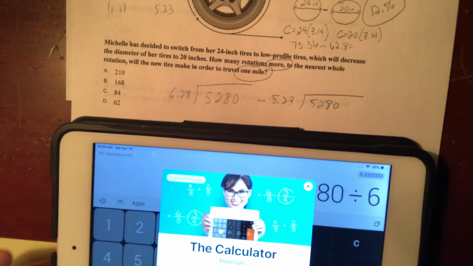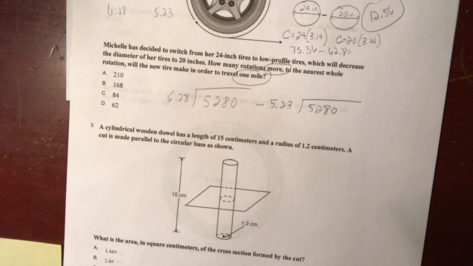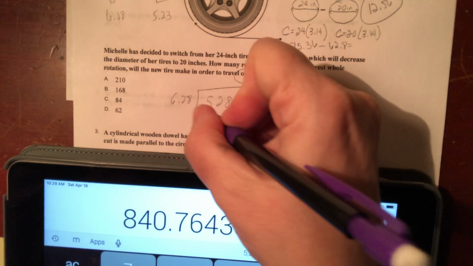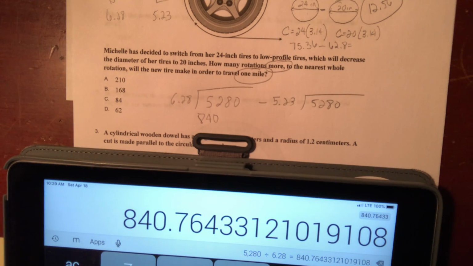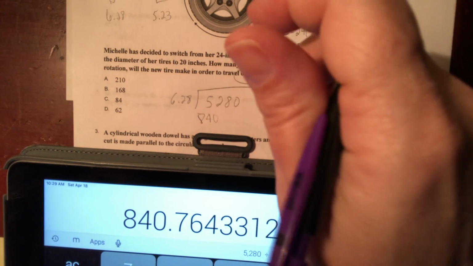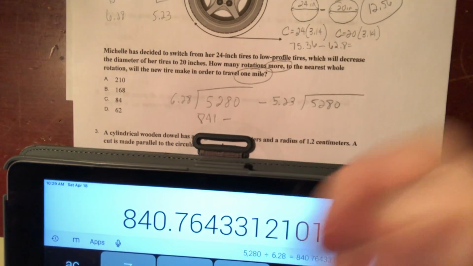All right, hold on a second. But I don't have a calculator. Yes, I do. All right. So we're going to have 5280 divided by 6.28, which is 840. So that's how many rotations. And actually, I'm going to call it 841 because it says round to the nearest whole rotation. So that would be 841. That's for the big tire.